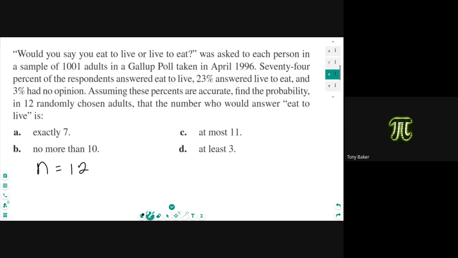So my probability is going to be what? Yeah, so 0.74. And then in this case, my x, for the first one, x equals 7. What about B? So no more than 10. How am I writing that one? This is where that less than or equal to, greater than, those come into play. Making sure you're picking the right one. What does no more than 10 mean? Can it equal 10? Yeah, less than or equal to.